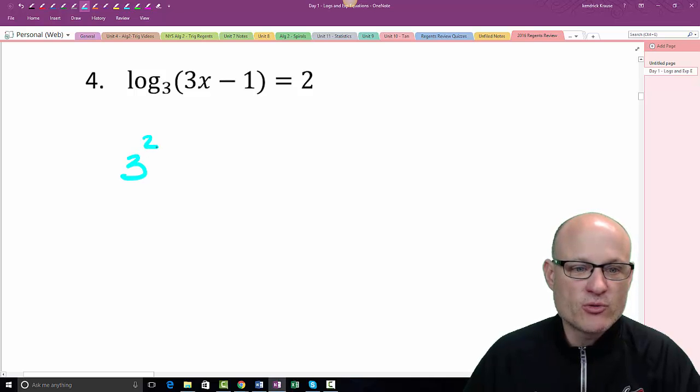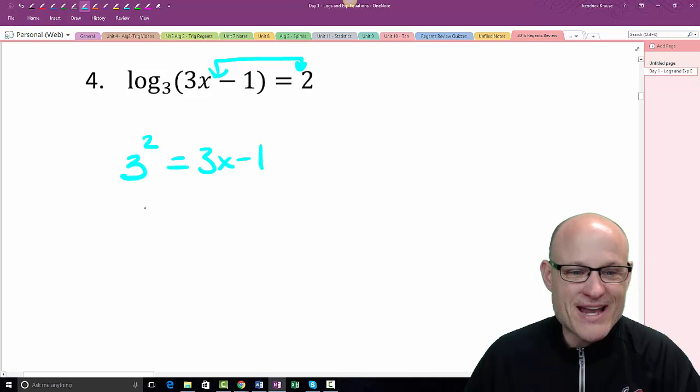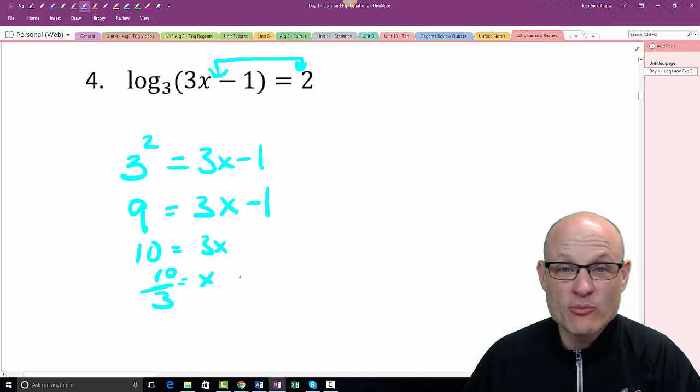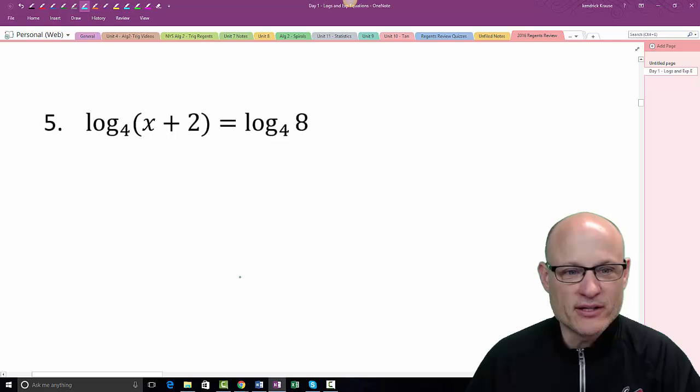So I do 3 squared equals 3 squared. So that thing's got to go over there. That thing came over here. So 3x minus 1. So 9 is equal to 3x minus 1. 10 is equal to 3x. x is equal to 10 over 3. Does it get more difficult? Oh yeah, you remember it does.